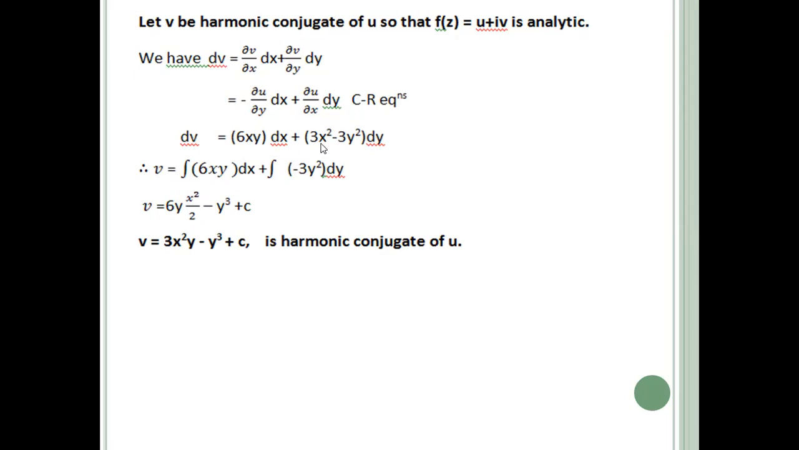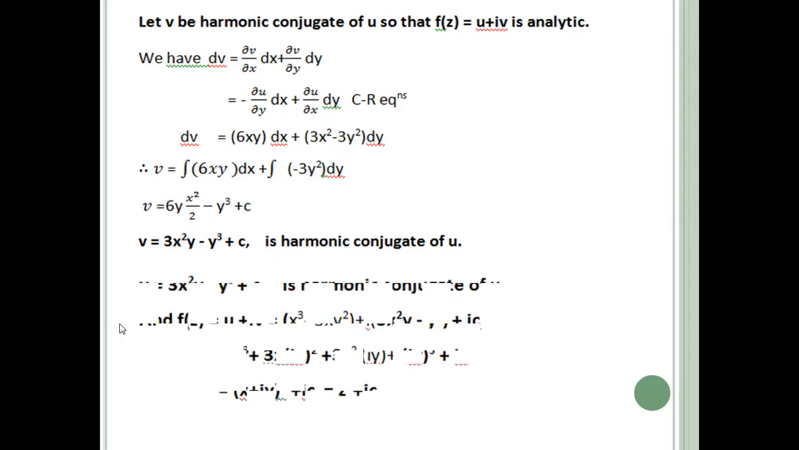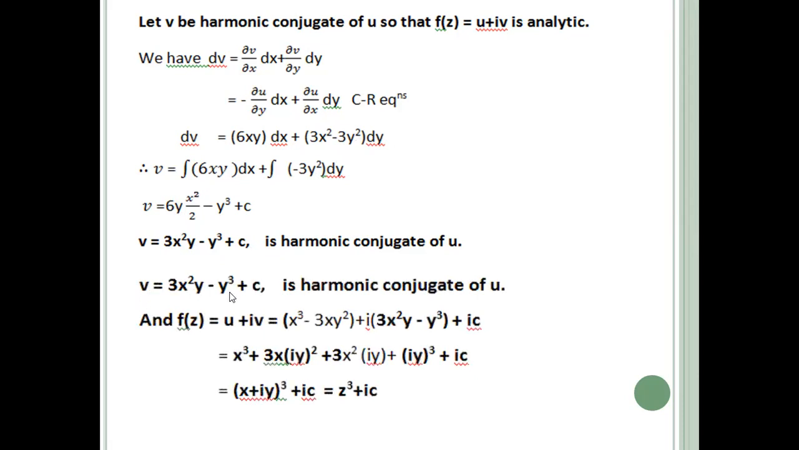So M dx plus terms of N not containing x, meaning minus 3y squared. Only this term you have to write. So this integration is 6x squared by 2 into y, and this is minus y cubed plus some constant c. So 6 means you have to cancel here: 3x squared y minus y cubed plus c, which is the harmonic conjugate of u.